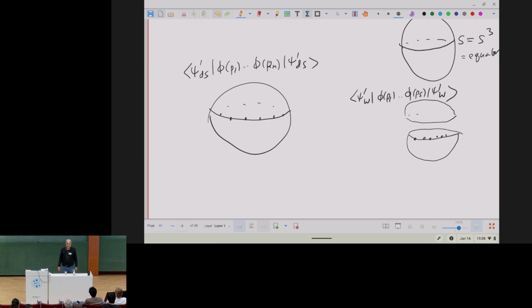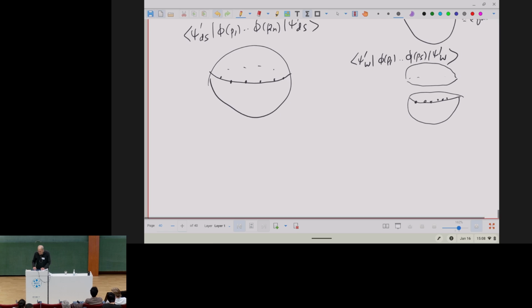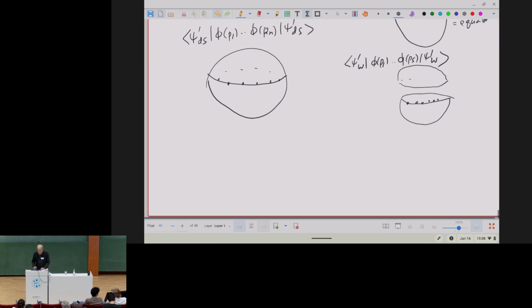I hope that's clear to everybody. Well, how are we going to get away from the equator? Well, I'm just going to use the fact that derivatives of local operators to finite order are still local operators.